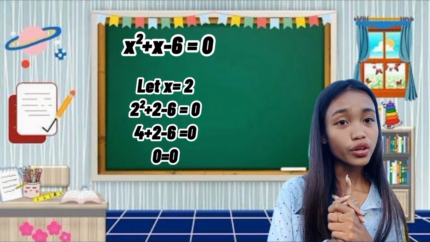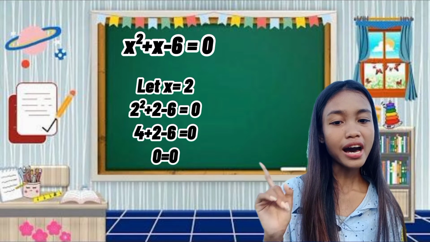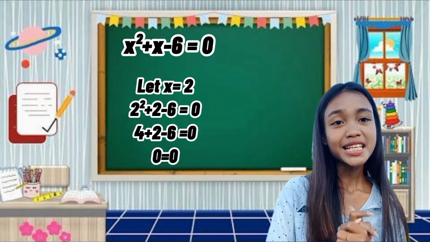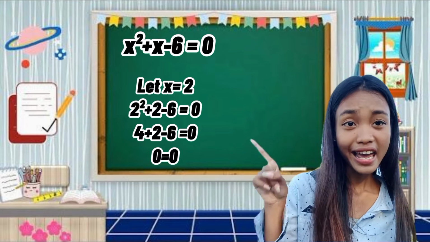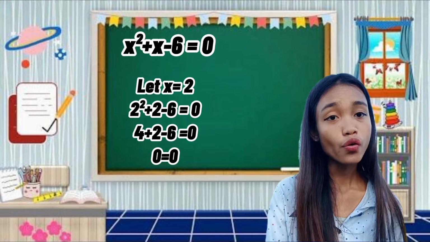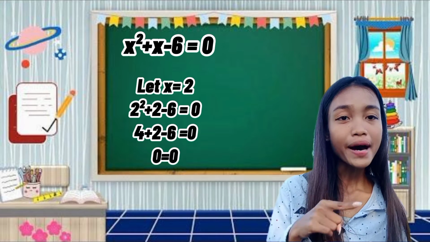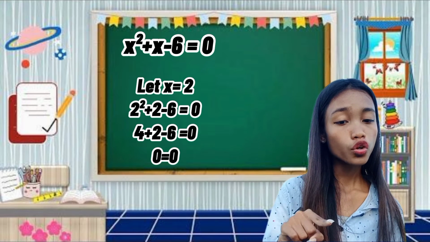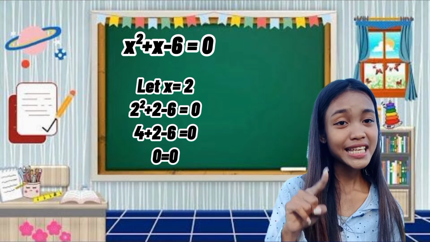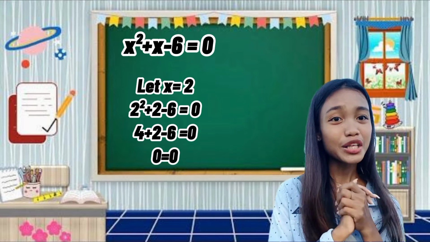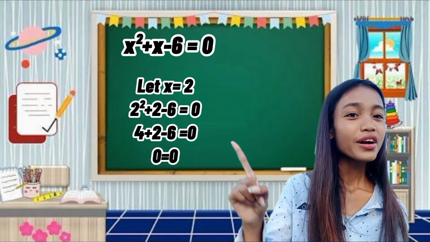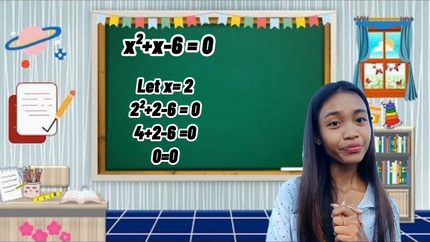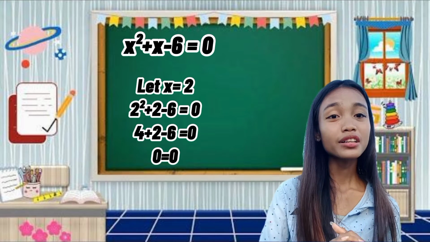The other answer we have is x equals 2. So let us substitute 2 for x. We have 2 squared plus 2 minus 6. So 2 squared equals 4, plus 2 equals 6, minus 6 is equal to 0. So we have 0 is equal to 0. So that's it for example number 1.